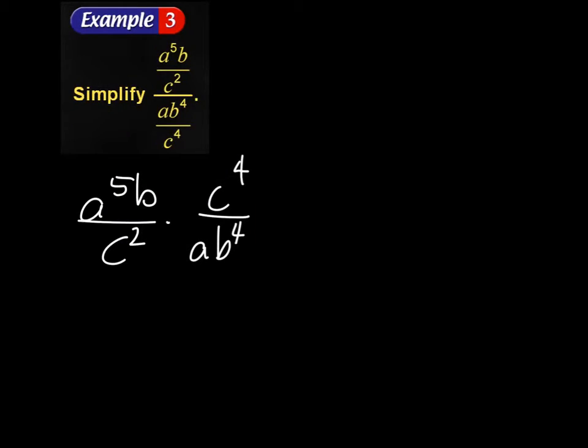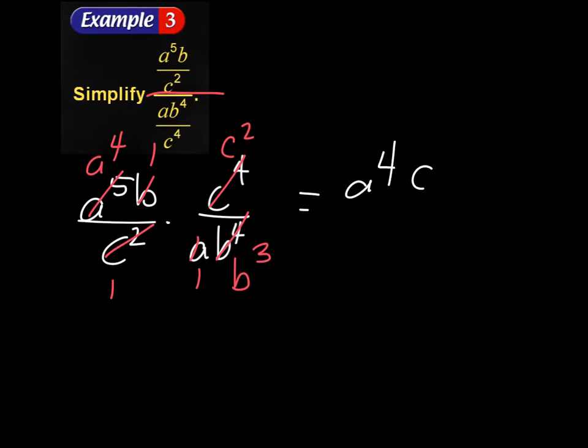These are nice and quick. I just went ahead and changed the division bar to times the reciprocal of the second number. So our A's cancel, and our B's cancel, and our C's cancel. So all that we have left is a to the 4th c squared over b cubed.